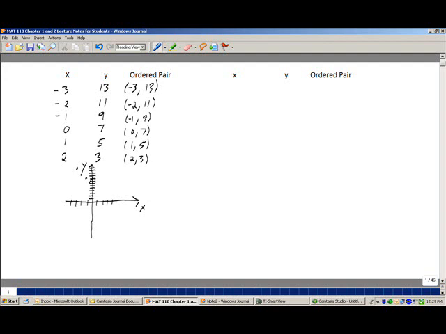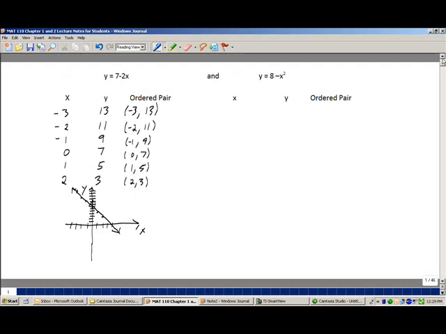And then it's 7, right there. And then (1, 5), so right there. And (2, 3). You'll notice these, if you were to connect the dots here, they create a line. So this line represents the solutions for that equation. Every solution for the equation y equals 7 minus 2x would fall on that line exactly.